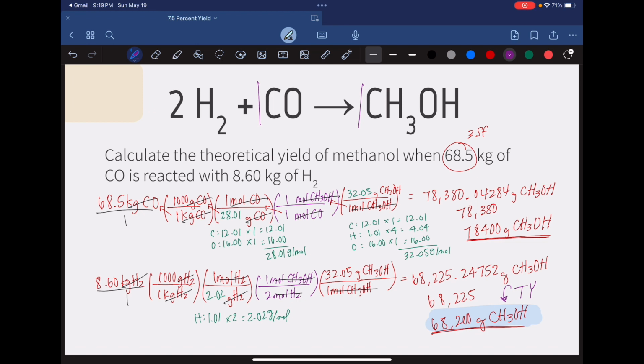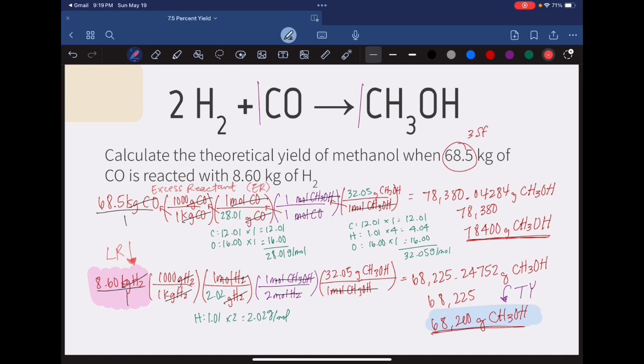From that, we can get your limiting reactant, which is right over here. I'll do it in pink. Your hydrogen is your limiting reactant because this, LR, produced the least amount of methanol, which means your carbon monoxide is your excess reactant. And that we could say is your ER.